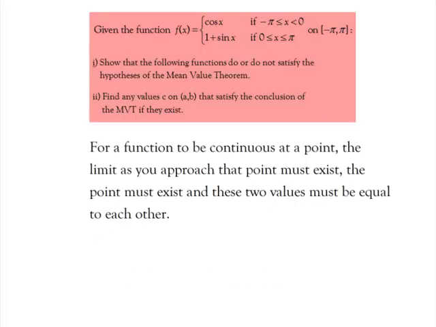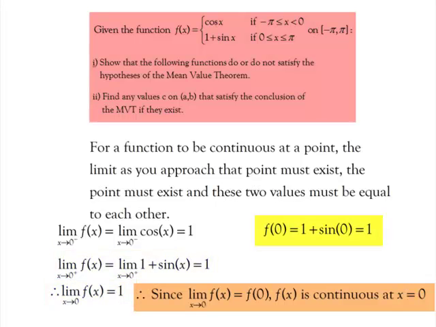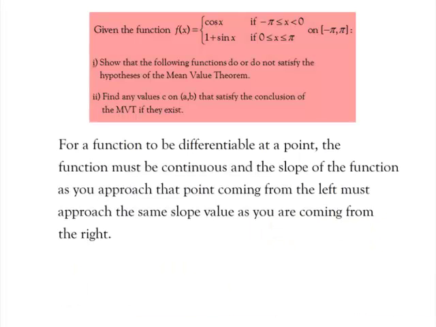For a function to be continuous at a point, the limit as you approach that point must exist, the point must exist, and those two values must equal each other. So I take the limit from the left, and that's 1. The limit from the right is equal to 1. So therefore the limit exists and is equal to 1. The height at 0 is equal to 1. Therefore, since these are the same, f is continuous at 0.